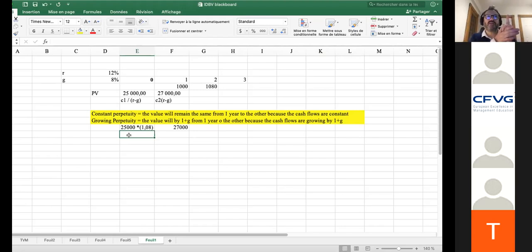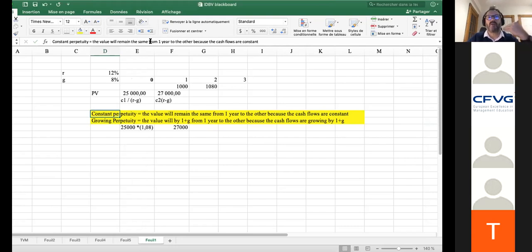For the growing perpetuity, as we can see, if we calculate the present value at date 0, we are based on 1000 divided by R minus G. If we calculate the present value 1 year after, we are based on 1080 divided by R minus G. So please keep in mind that the growing perpetuity, the value of it will grow by 1 plus G from 1 year to the other, because the cash flows are growing by 1 plus G, and the constant perpetuity, the value will remain the same from 1 year to the other because the cash flows are constant.